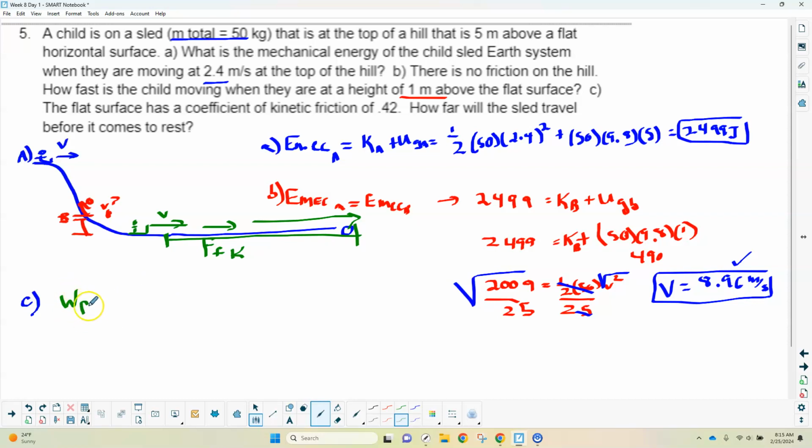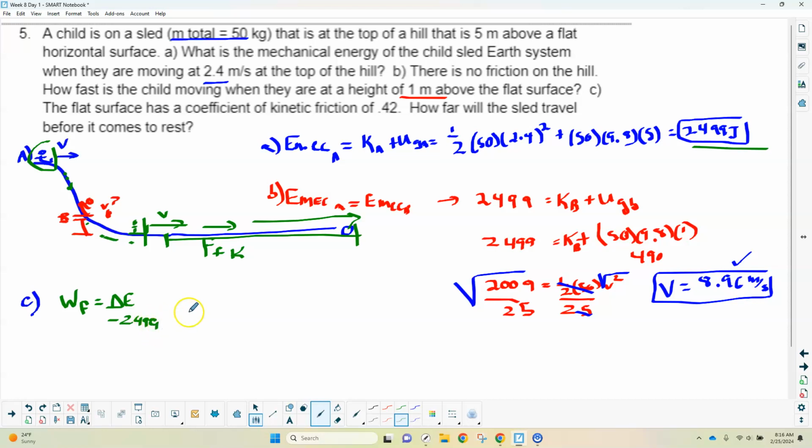So the work done by friction is equal to the change in energy. So you've got to think about the change in energy. It started out up here with 2,499 joules of energy. That energy transformed into different types. So the potential energy changed into more kinetic, but when it gets to the bottom here, it's still got that 2,499. So the change in energy, it loses all 2,499 joules, and that's because it slows down and stops.